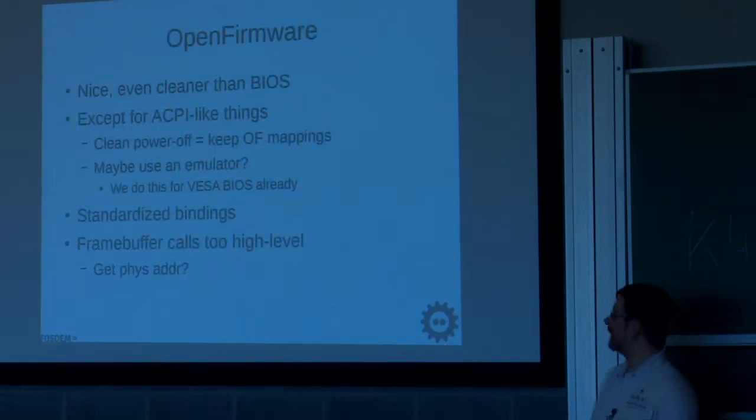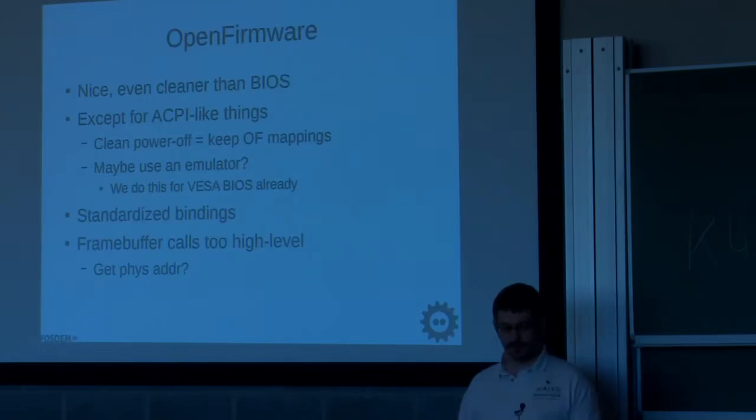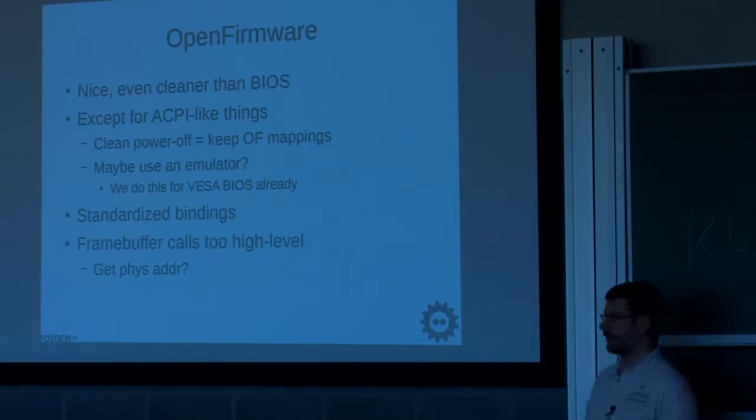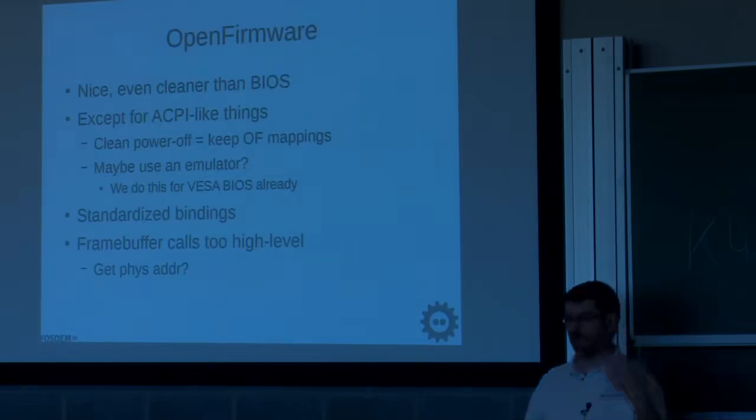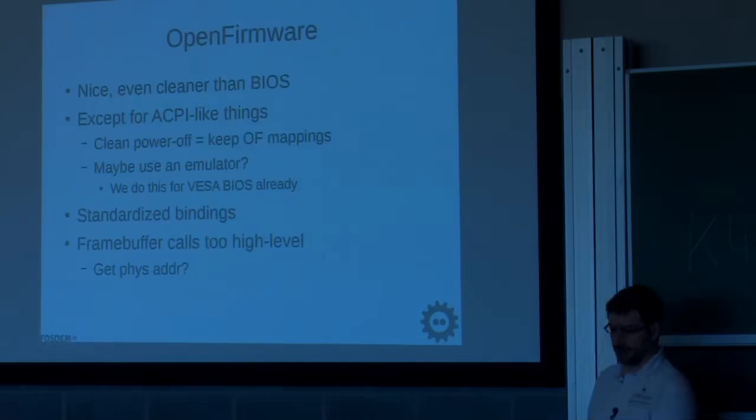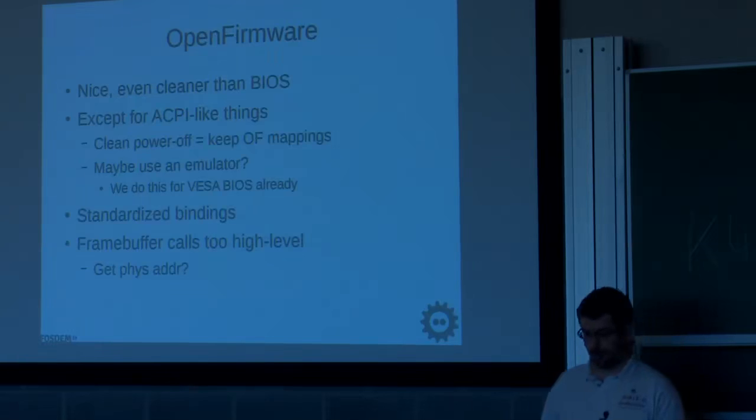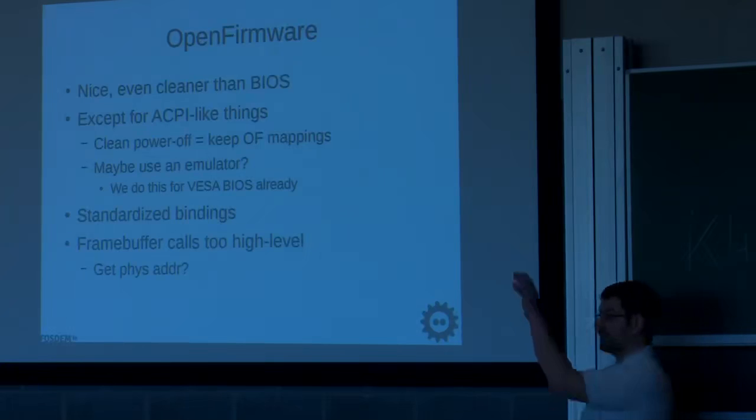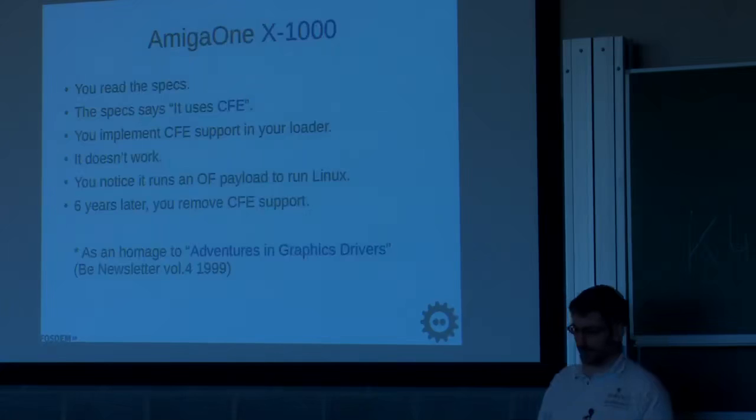OpenFirmware, well, it's nicer than the BIOS, actually. It's cleaner, except for interactive things, like shutting down the computer. How do you do it without ACPI? Well, you have to call OpenFirmware, which means you have to keep all the mappings, so actually OpenFirmware still runs. Maybe we should use an emulator. We do this for the Video BIOS on x86. Also, there are standardized bindings, except for the frame buffer, for example. You can actually draw to the screen, but you can't know where it is in memory, so it's not that useful. Well, this one is quite weird. I ended up writing stuff for nothing, but yeah.